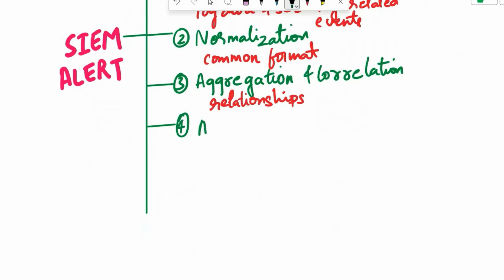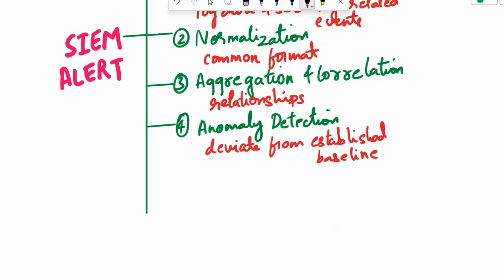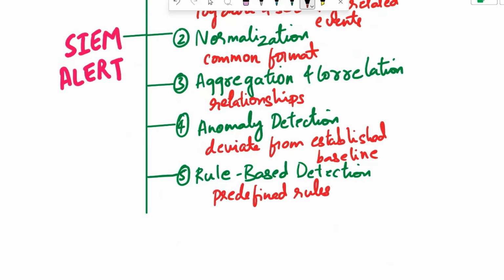Next one is anomaly detection. Some SIMs incorporate machine learning and behavioral analysis. This is to identify anomalies that deviate from the baseline. Anomalies might indicate unauthorized access, data exfiltration, or other abnormal activities. Next one is rule-based detection. SIMs use rule-based detection mechanisms to match events against predefined rules that reflect known attack patterns or policy violations. When an event matches a rule, an alert is generated.